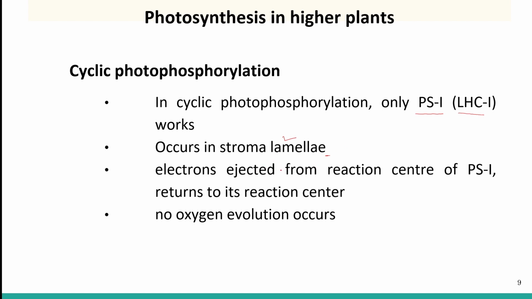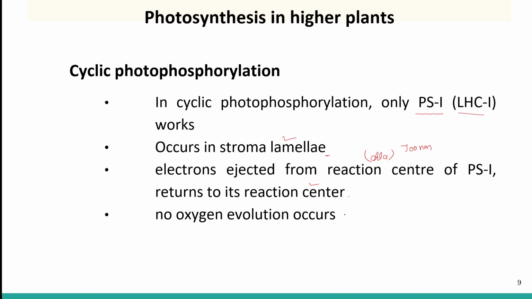The electron is ejected from the reaction center, which is again chlorophyll A, which shows maximum absorption at 700 nanometer. So the electron ejected from the reaction center of photosystem 1 returns back to the reaction center. That's why it is known as cyclic photophosphorylation. I'll show you the diagram in later slides.